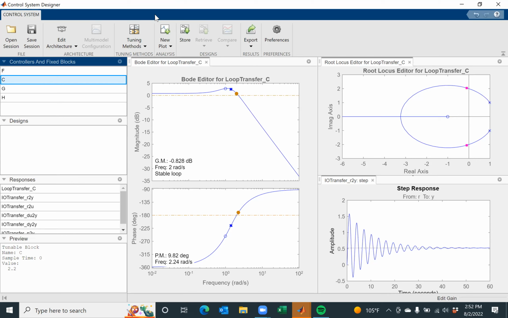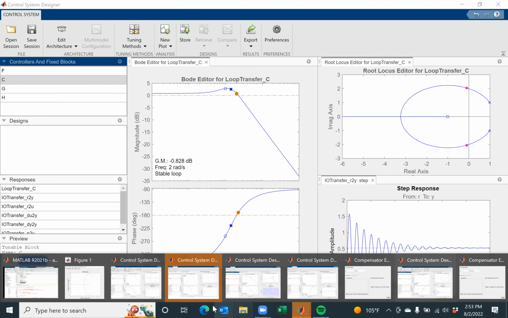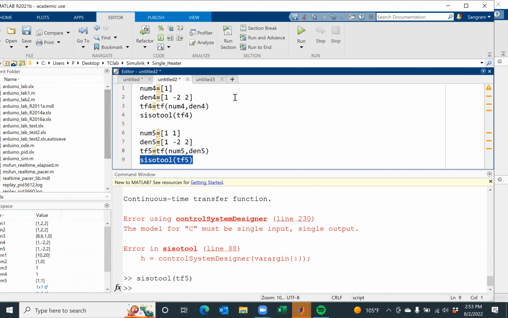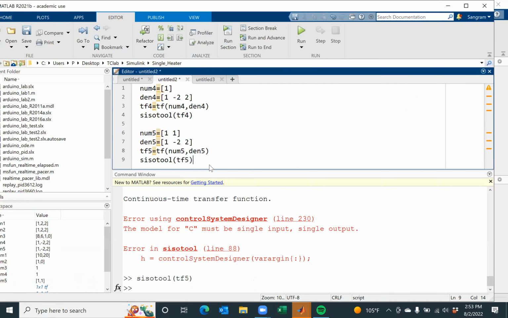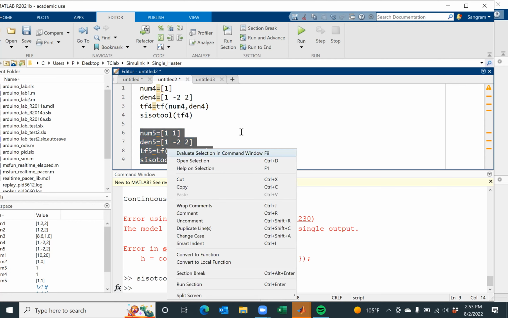Okay, now the last part is online students, you got the same results? Okay, yeah, I will show you the code here. Just highlight this code and then right click, evaluate section in command window.